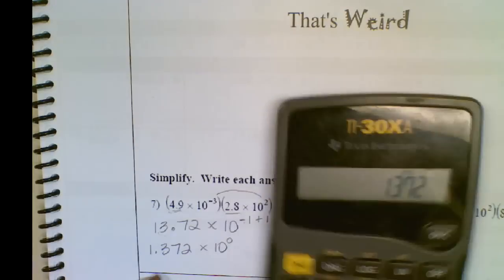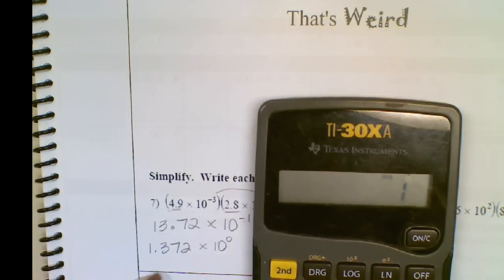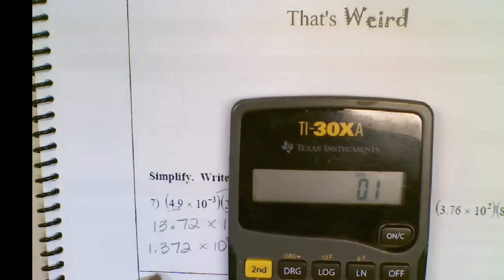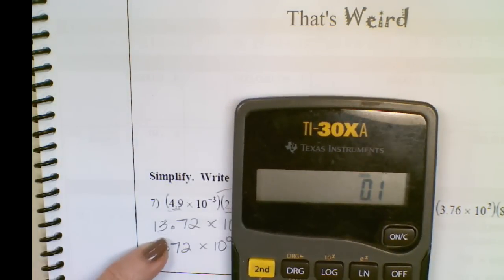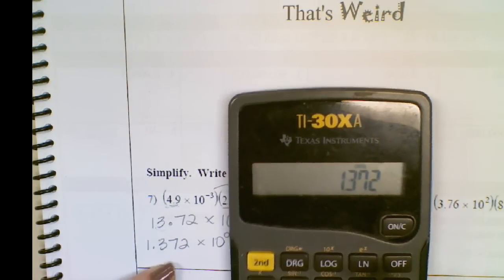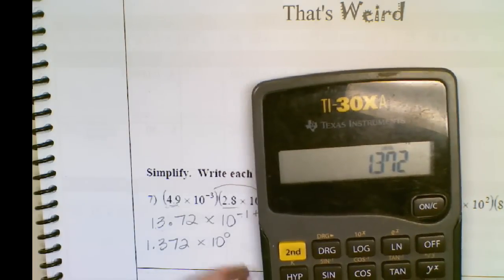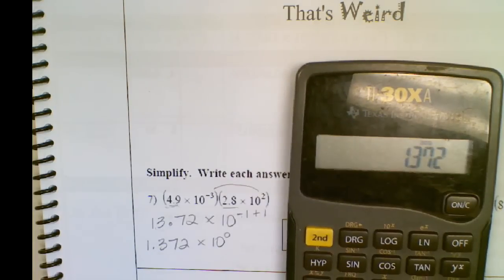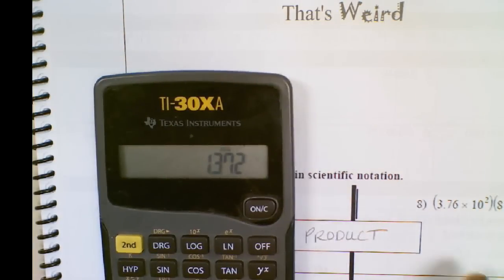So let's check that just to be sure. 10 to the negative 1 is 0.1, right? It's 1 over 10. So if we multiply 1 over 10 times 13.72, we should get 1.372, which is exactly what we have here. We know that anything to the 0 power is 1, so 1.372 times 1 is just 1.372. So now we've double checked it and we're good to go. Okay, let's do the second example.